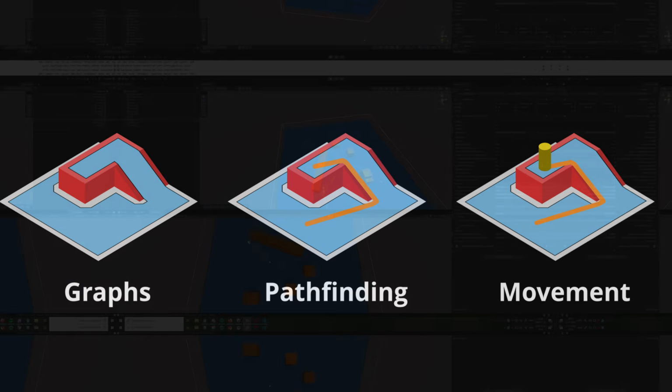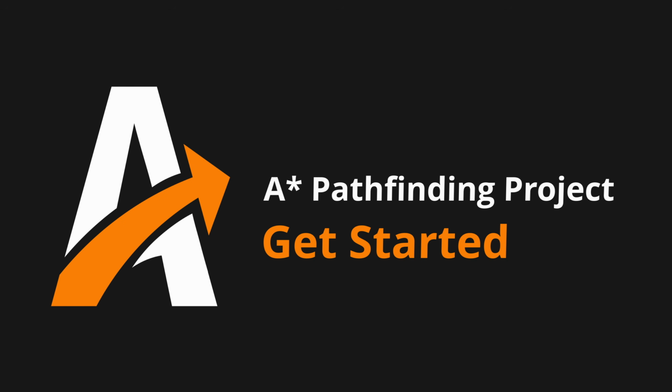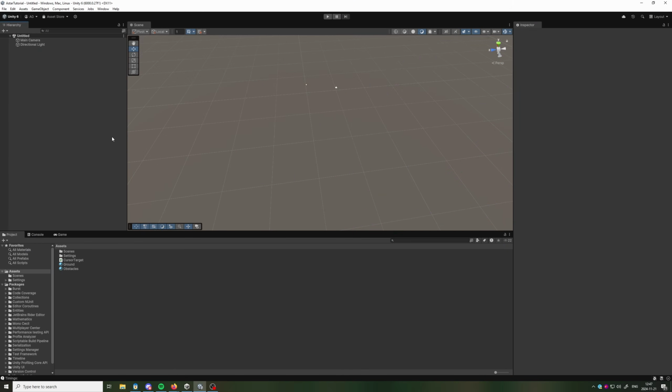In this tutorial, you'll learn how to set up pathfinding in a simple scene, together with an agent that follows your cursor around. If you prefer text rather than video, there's a link to a text tutorial in the video description. If this is your first time using the package, you will have to install it first.